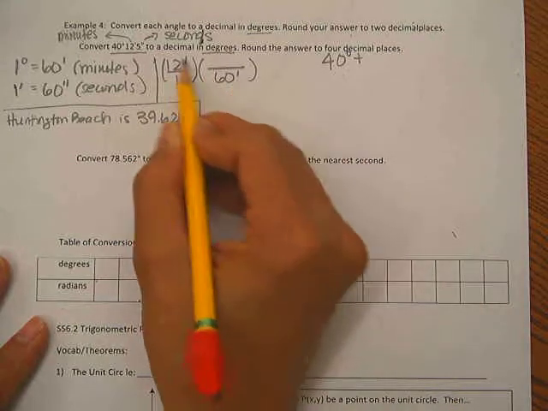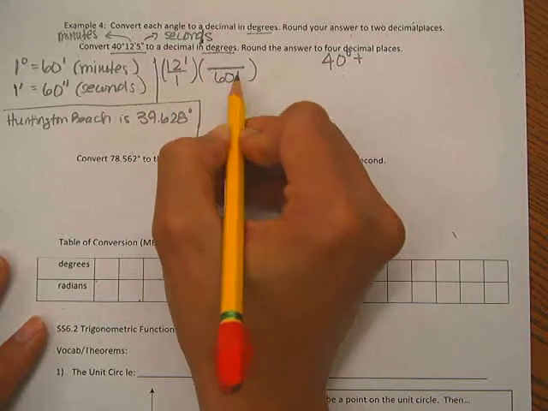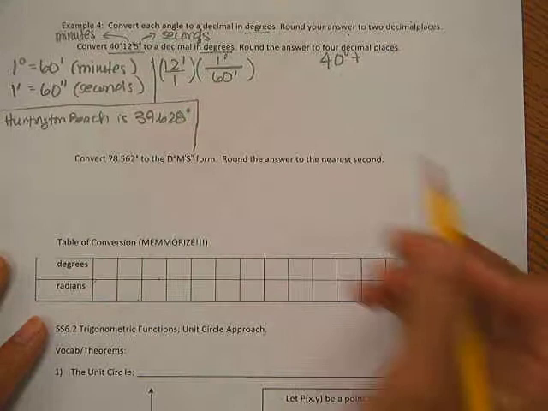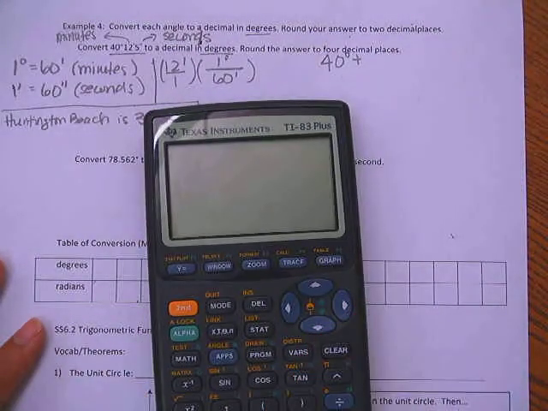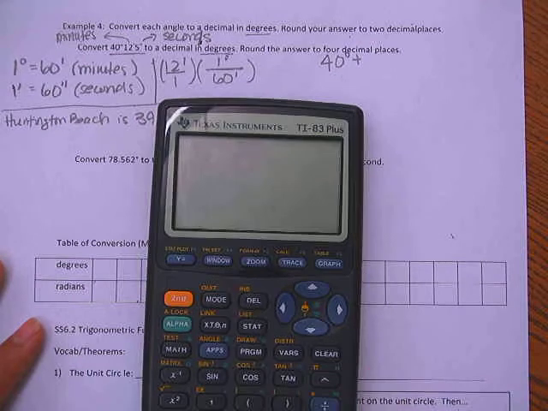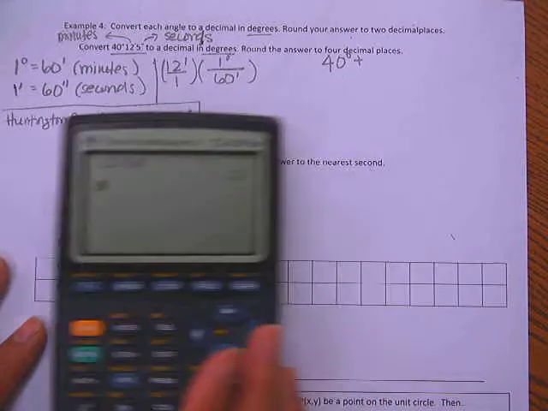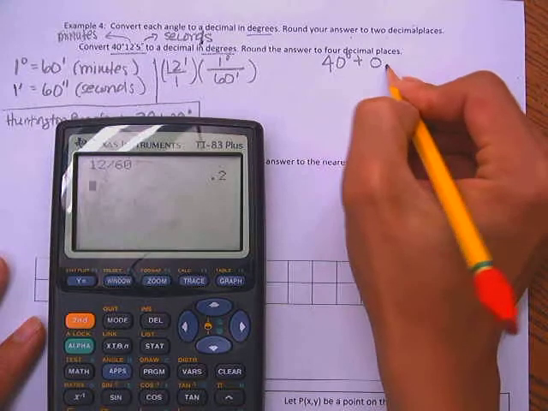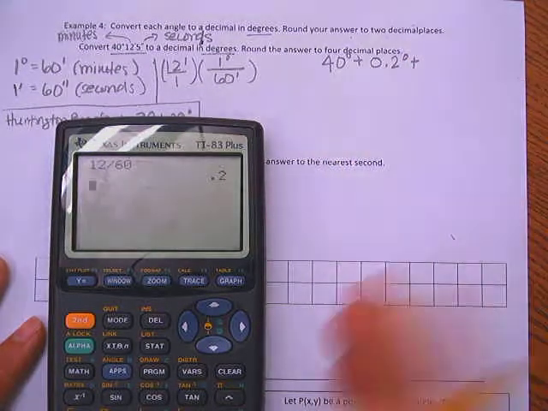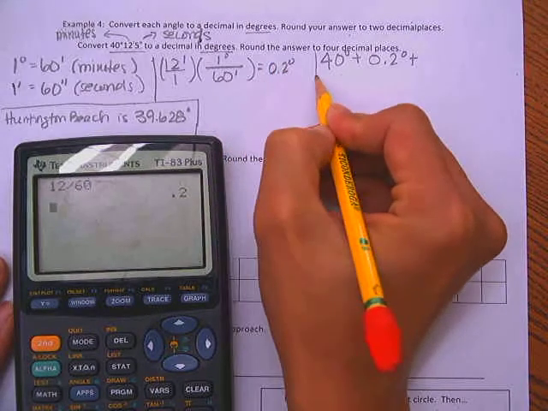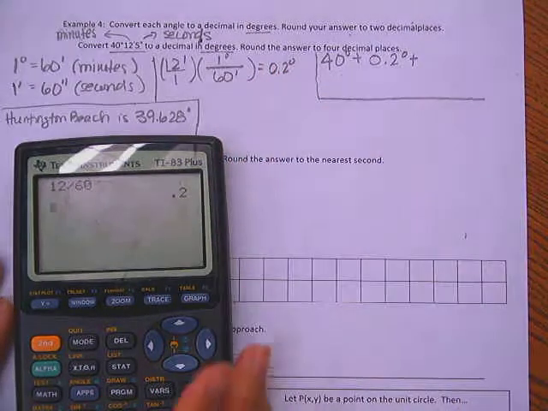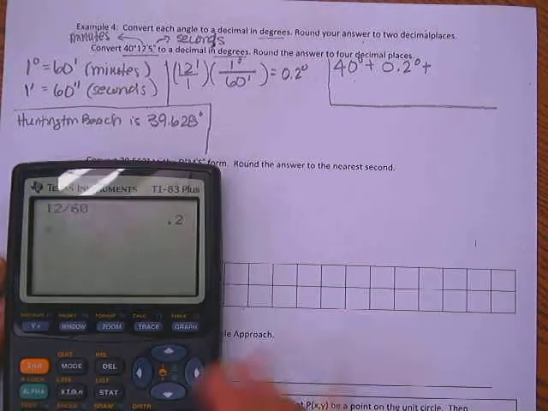They have to be on opposite sides. So 60 minutes equals 1 degree. Now you definitely need to use a calculator. Take out your calculator, turn it on. 12 divided by 60 equals 0.2. So we're going to add 0.2 of a degree in there. We'll box this up on this side. That's how you convert your 12 minutes into degrees.